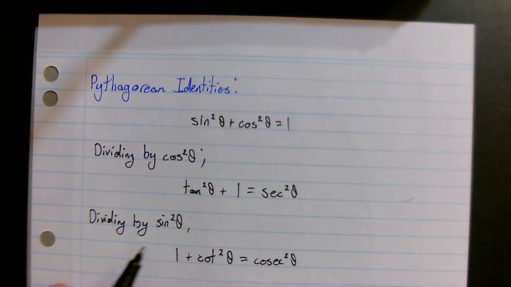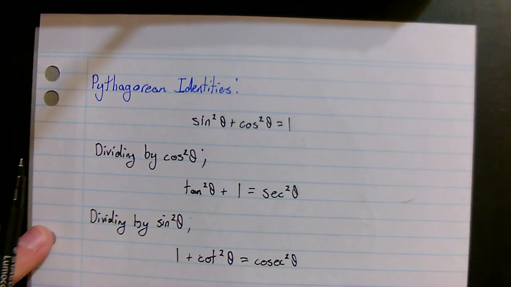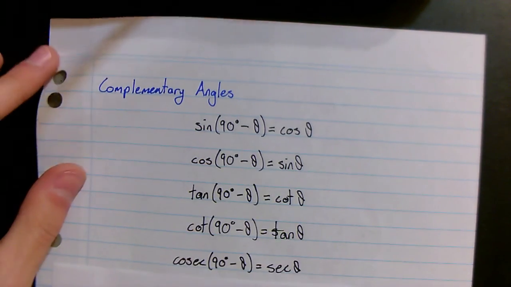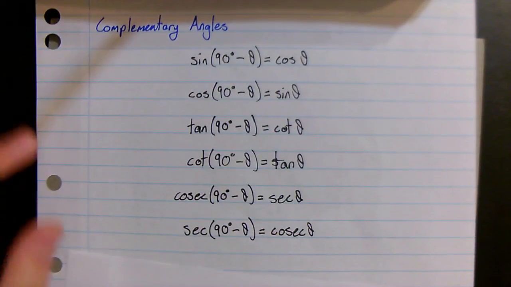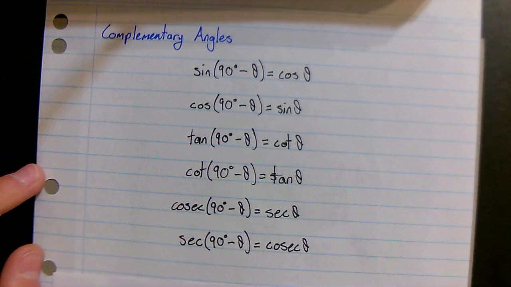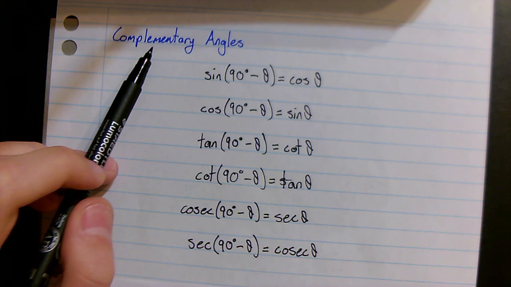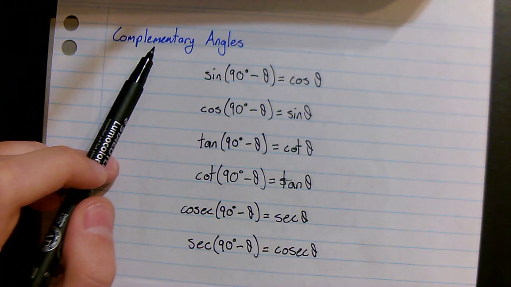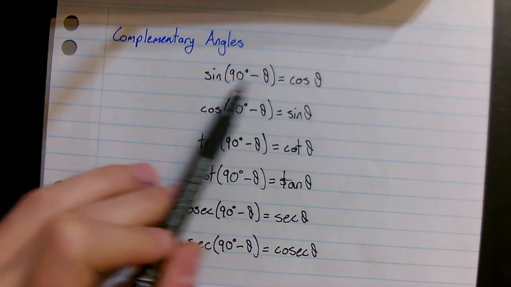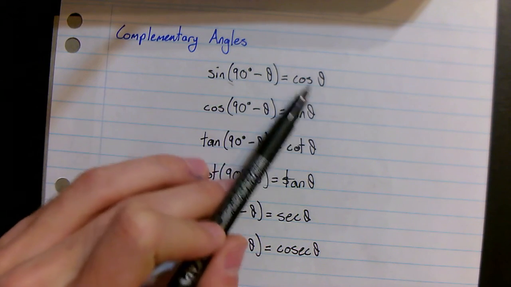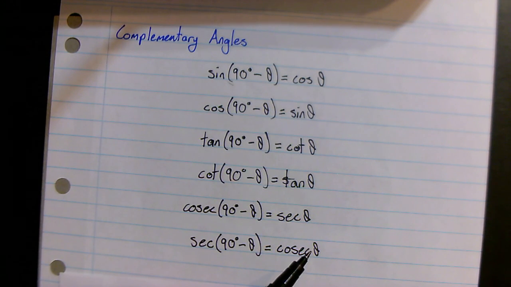The final identities that we can call them are the complementary angles. So the complementary angles are defined by these sets of identities here. Now, why are they called complementary angles? Well, recall the definition of complementary. Complementary means 2 angles which sum to 90 degrees. And as we can clearly see here, we're relating 2 angles which sum to 90 degrees.